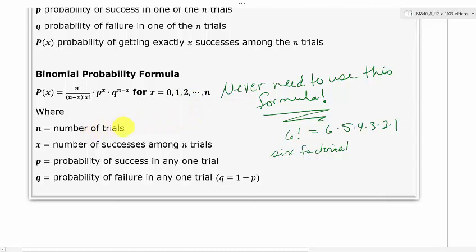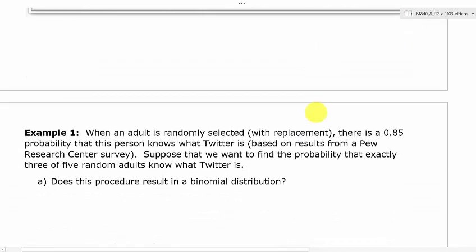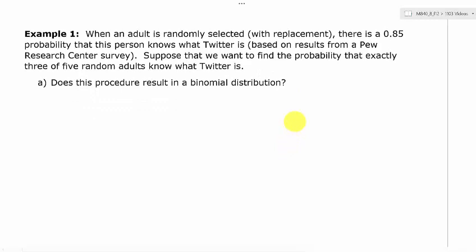So again, n is your number of trials, x is the number of successes that you have among those n trials, p is the probability of a success, and q is the probability of a failure. So let's take a look at some examples. Example 1, when an adult is randomly selected, this is with replacement, there is a 0.85 probability that this person knows what Twitter is. Suppose that we want to find the probability that exactly 3 of 5 random adults know what Twitter is.